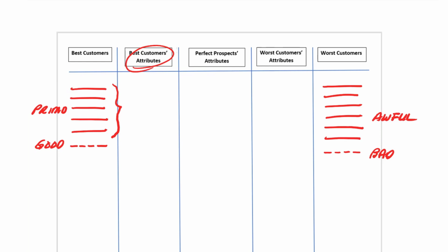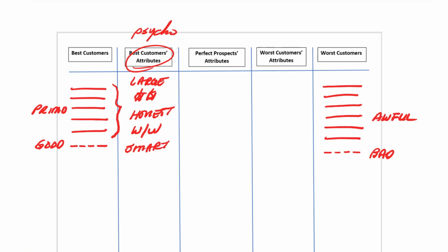And demographics are fine, they're large, they're well-funded, but we're looking for psychographics here, remember? Since you probably already have demographics. So things that typically come up are they're honest, they're win-win, they're smart, and so on. Whatever comes up for you. I don't want to put words in your mouth or on your form.